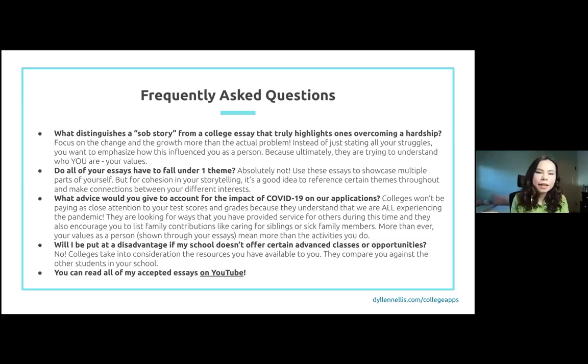So, for example, AP classes is often a common one this question falls under. If your school does not offer any AP classes, you're not going to be directly compared with someone who has so many AP classes available to them, because that's just not fair. You don't have that access. But you will be compared to the other people in your school, and they'll see, based on what you have available to you, how you are taking advantage of what's available to you.